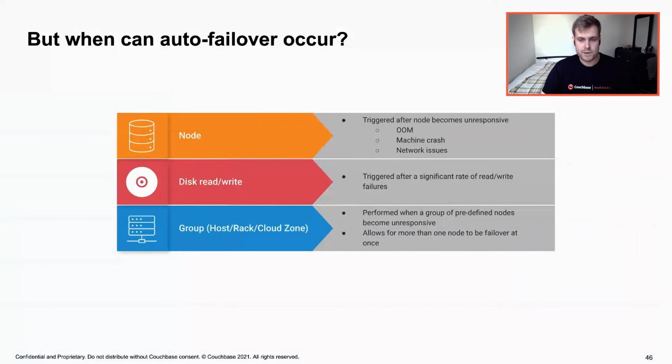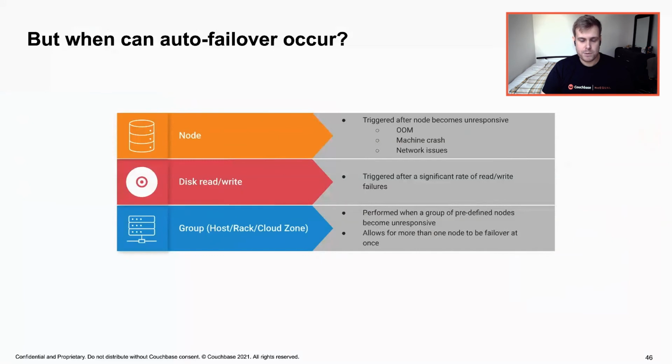The second event is when the disk read and write failures hit a significant rate of failure. In this case, we want to fail over the node, as any non-persistent durability ops will still be written to memory, but may never be written to disk.